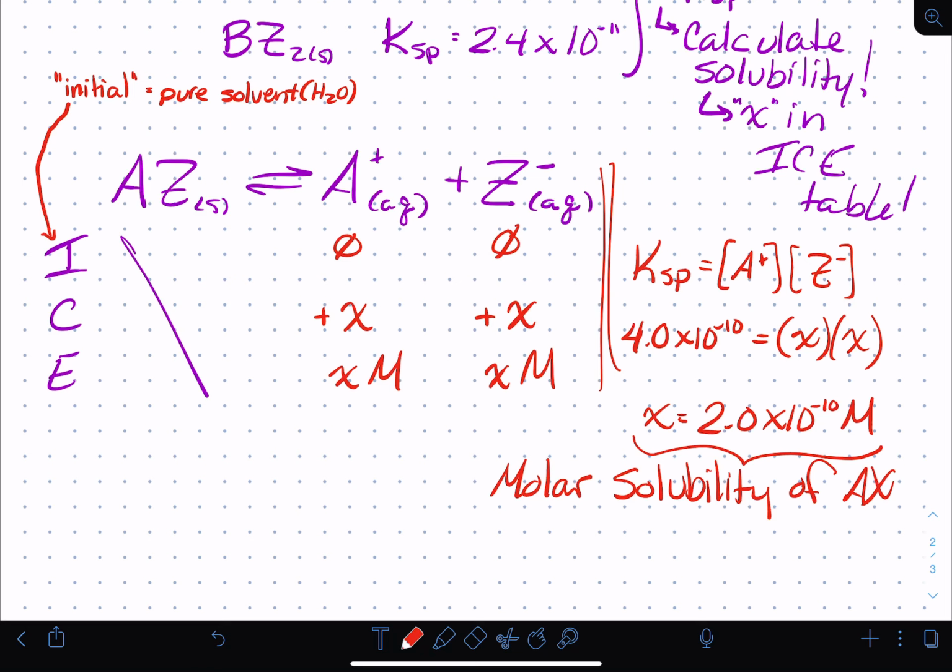So this is what we're looking to compare if you're asked which of these is more soluble: we look at the solubility. So this is our solubility for AX. We're going to want to go through the same process, or sorry, AZ. We're going to want to go through the same process for BZ2 to figure out the solubility for that. So why don't you pause the video here and try to do that for that other substance. So you'll need to write out the dissolving reaction, set up your ice table, write your KSP expression, and solve for x.